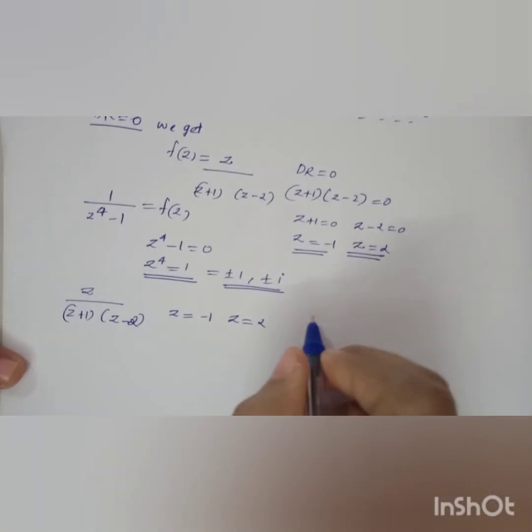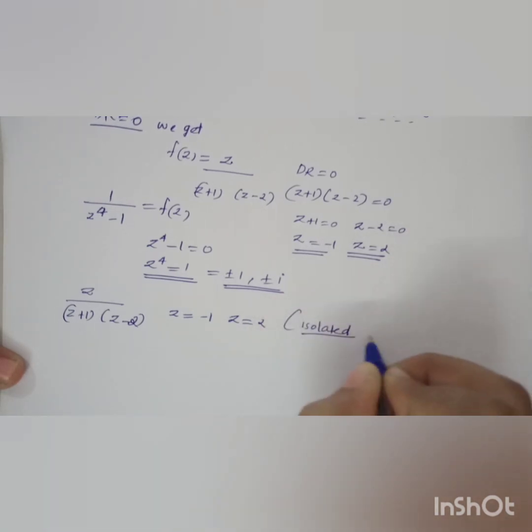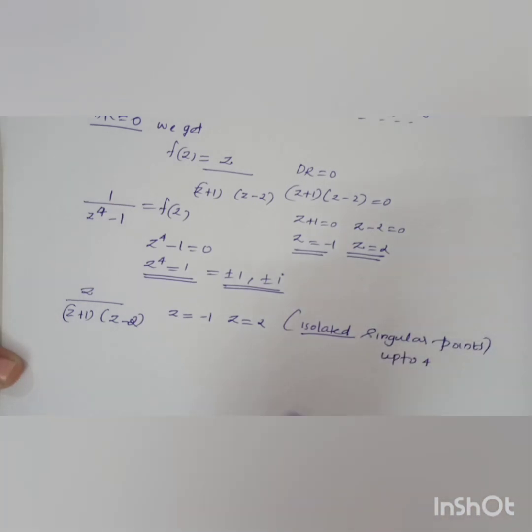Okay, this type of singular point is known as isolated. That is, isolated singular points means very few singular points are there. Up to 4 singular points we consider as isolated singular points.